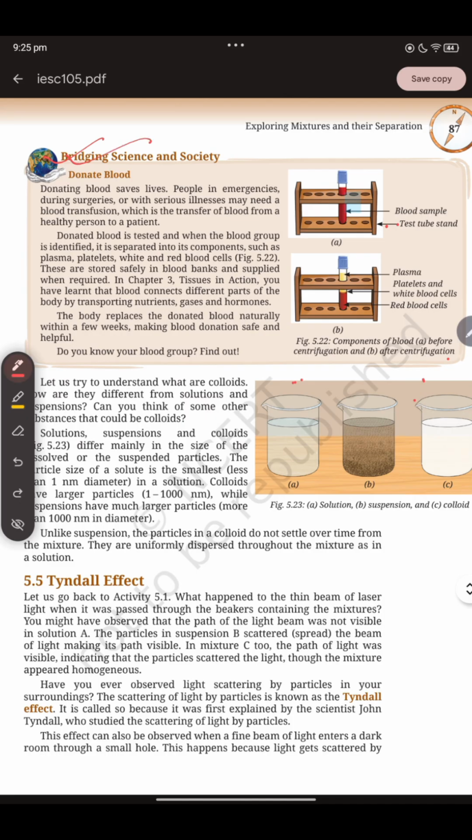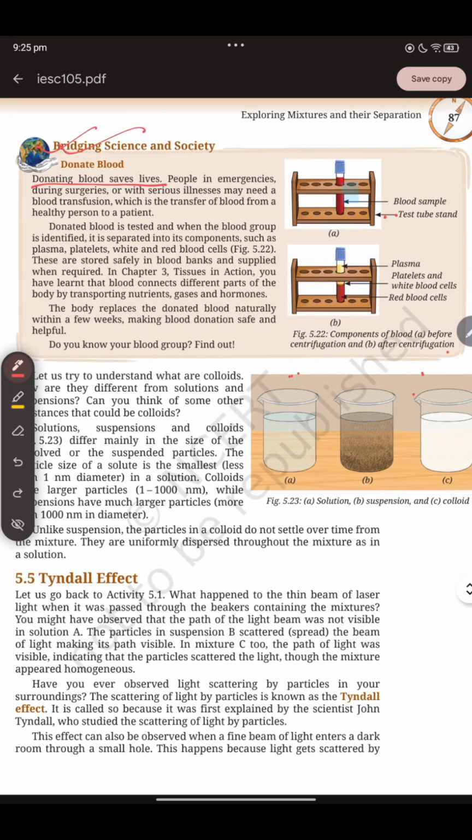Donating blood saves life. Have you ever donated blood? If not, come forward. That's a very noble thing to do. People in emergencies, during surgery or with serious illness need some blood transfusion, and human blood is the only alternative they can be given. So this transfer of blood from a healthy person to a patient is the blood donation.